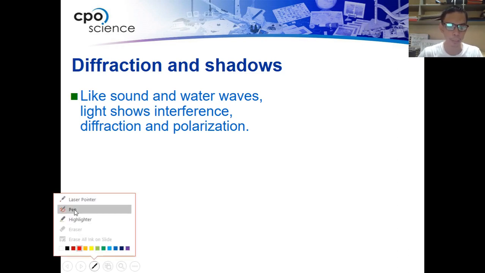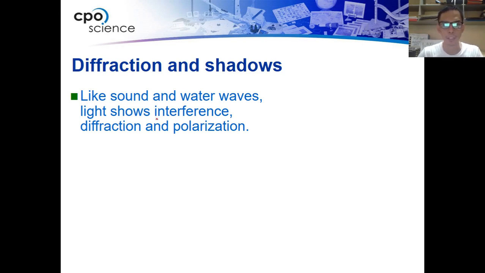I will activate my pen. We have it right here, which is called interference. A wave does have interference, waves do diffract, and waves polarize. Alright, so let's move on.